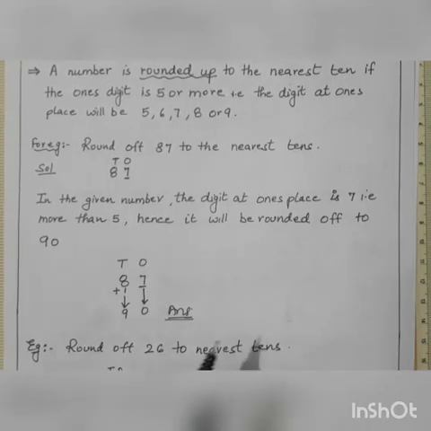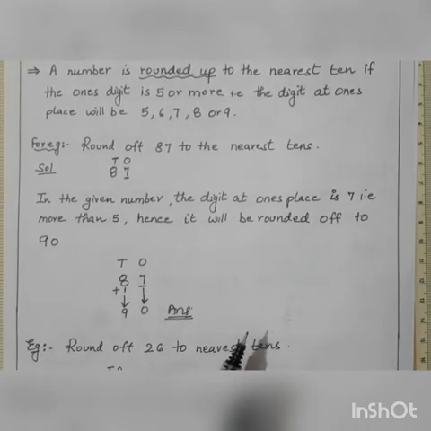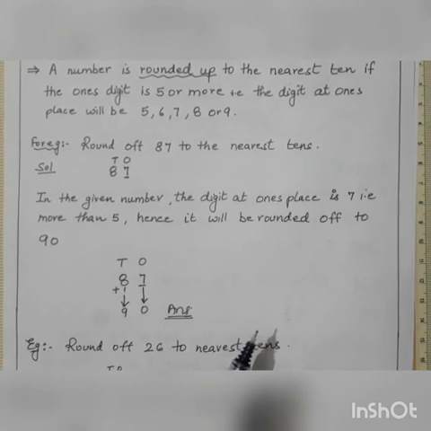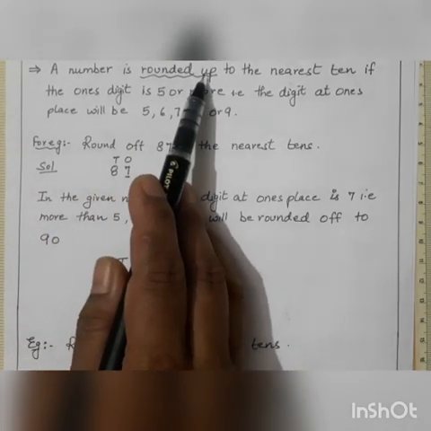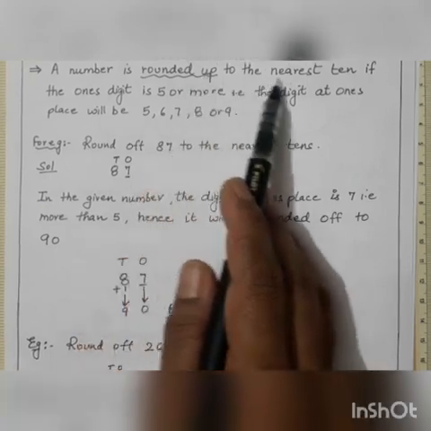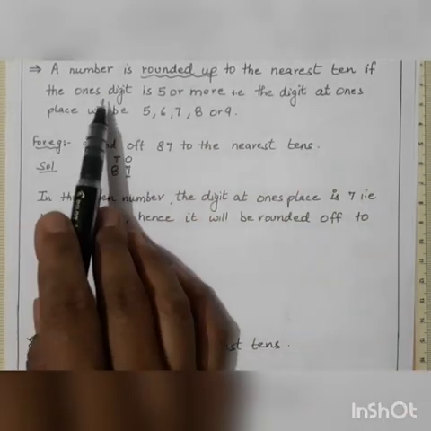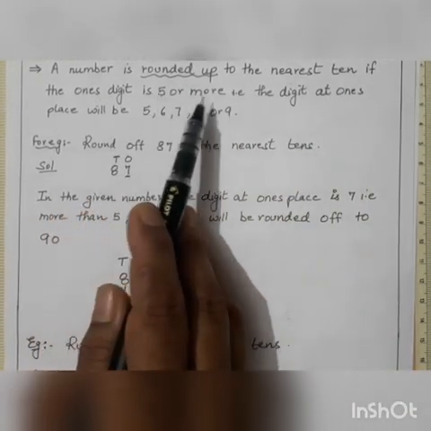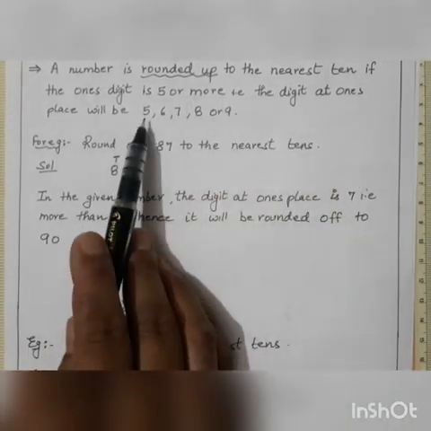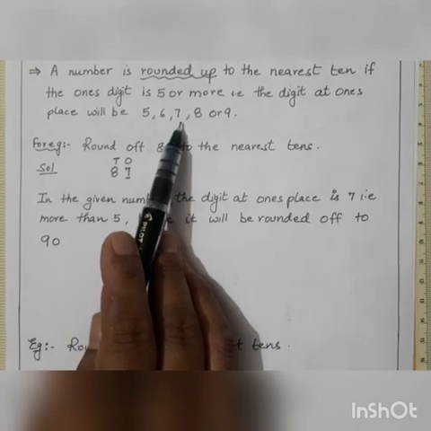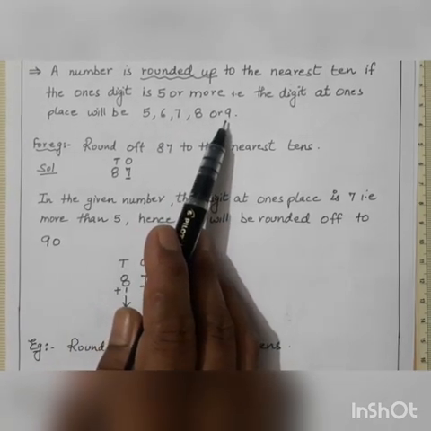Now let us come to rule 2. What if the digit at the ones place is 5 or more than 5? Then what are we going to do? In such a case, a number is rounded up, that is to the higher end, to the nearest 10 if the digit at ones place is 5 or more. That is, the digits at ones place are 5, 6, 7, 8 or 9.